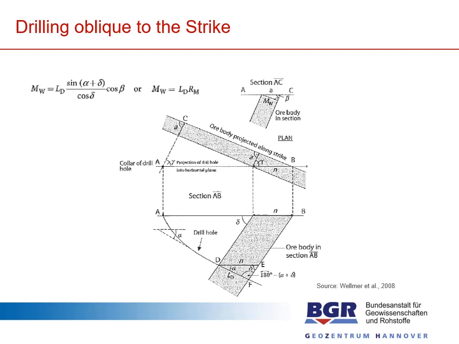So in this case a very huge correction has to be done to avoid misinterpretation of the structure, of the data, of the thickness of the ore body. And the correction is done by applying your geological knowledge with a plan. You can see on this slide, and the correction factor is then sin(alpha + delta) divided by cos(delta) times cos(beta). This is the correction factor. You have to multiply with LD, so the apparent thickness. Sounds very technical. Yeah, kind of is technical, but it is fundamental to do the correction in this case. Otherwise, you would overestimate the thickness by factor, I don't know, 2, 3, or something like this.